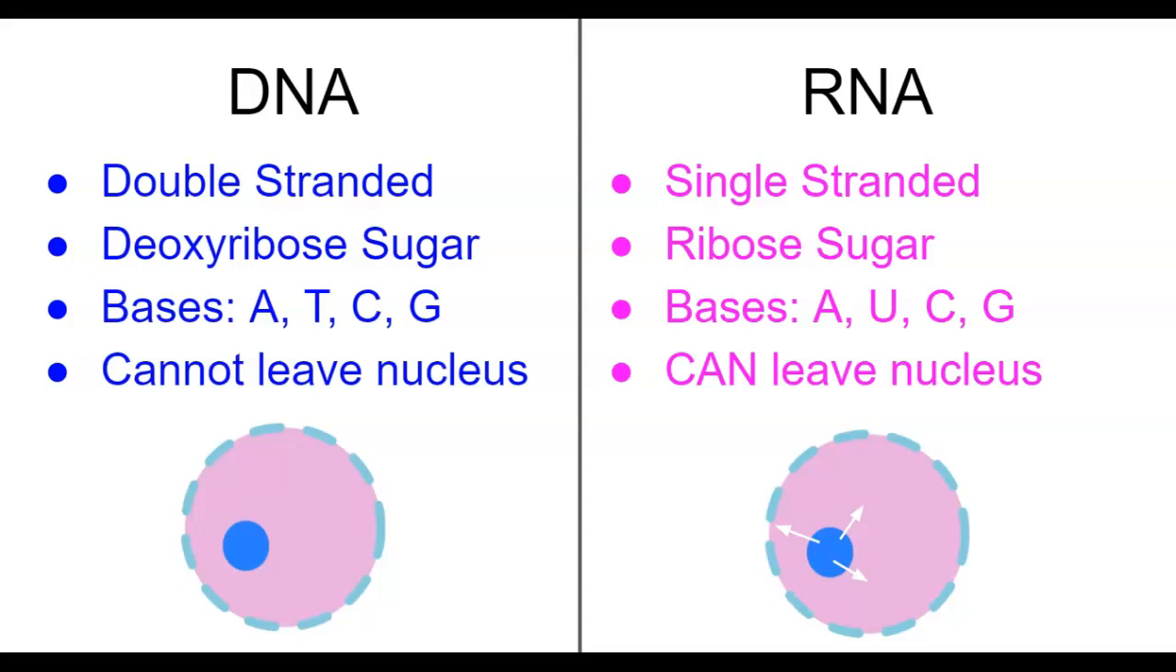DNA can't leave the nucleus, okay? So DNA is stuck there. Remember, DNA has the instructions to make proteins. So DNA is super, super important. We want it to stay in that nucleus where it's kind of protected, away from other stuff. It can't get damaged, right? Remember, damaged DNA is called a mutation, right? A change in our DNA. RNA can leave the nucleus. So RNA can go in the nucleus, it can go out of the nucleus, it can go wherever it wants.